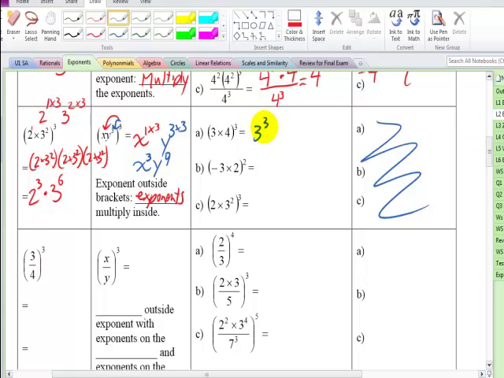So 3 cubed times 4 cubed, negative 3 in brackets squared times 2 squared, 2 cubed times 3 exponent 6. All I'm doing is multiplying my exponents in. So 3 times a 1, 3 times a 1, 2 times a 1, 2 times a 1. You have to be careful of the hidden 1 exponent. And here it'd be 3 times a 1, 3 times a 2.